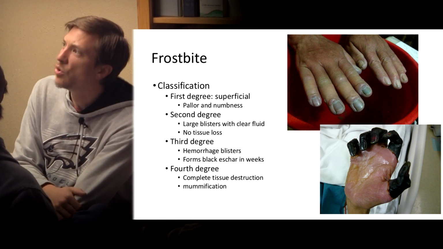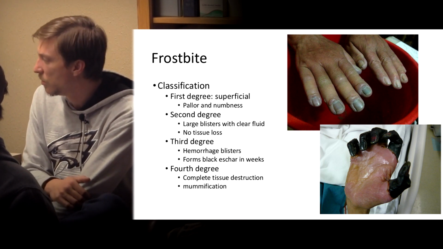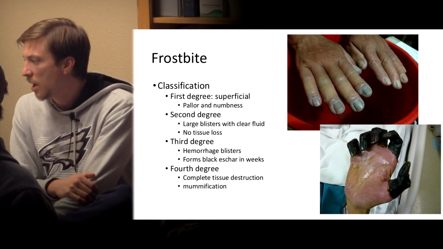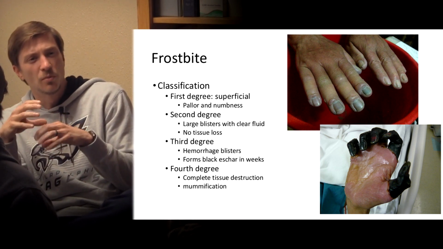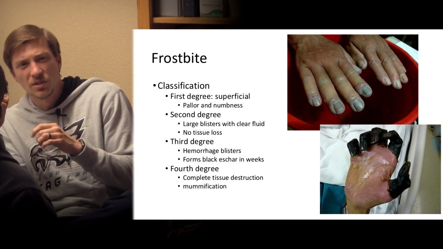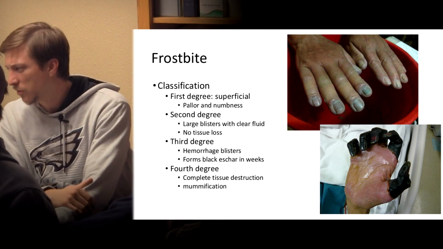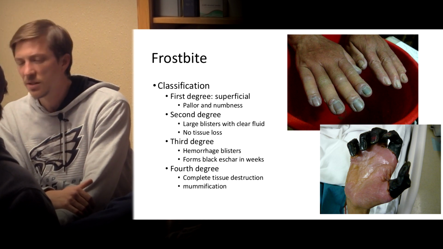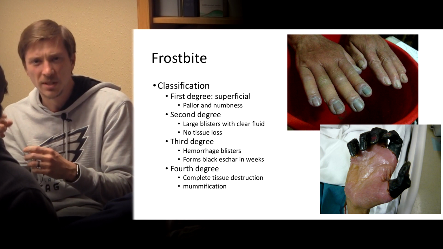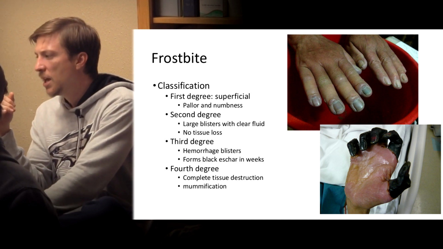Second degree is where you're starting to get a little bit deeper into the tissues. I don't know if it projects very well, but the top picture is showing a second degree where it has those blisters. With the second degree, you'll see the blisters are clear, or mildly yellow-appearing fluid in the blister. Typically with those, if they're small, you won't always lose tissue, so you won't always have to amputate with second degree.